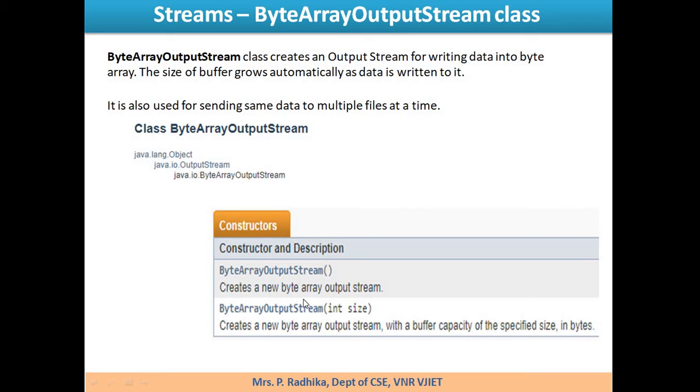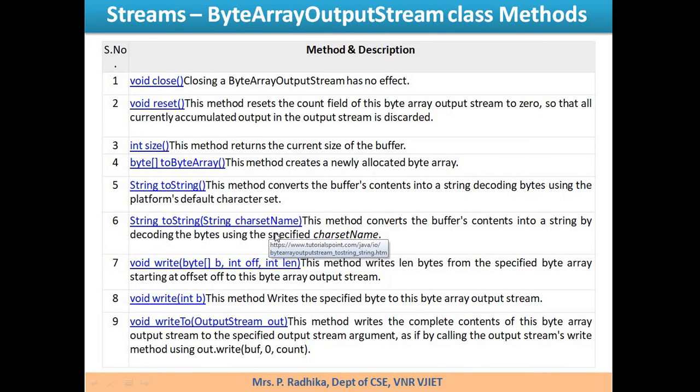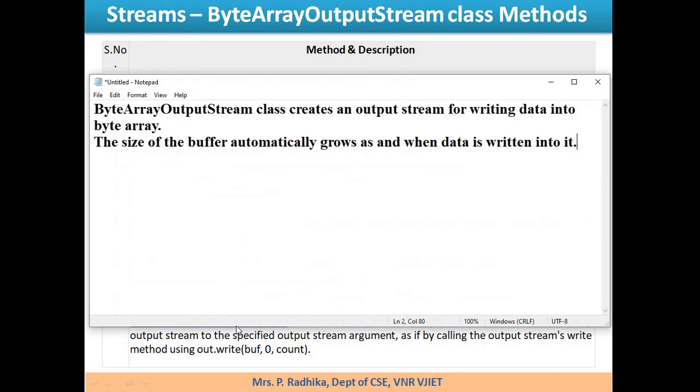Now, these are the available constructors of byte array output stream, and these are the available methods. The most important methods to be noted here are the write method as well as the writeTo method. So what does the write method do and what does the writeTo method do? The write method, as we all know, is used for writing bytes of data.